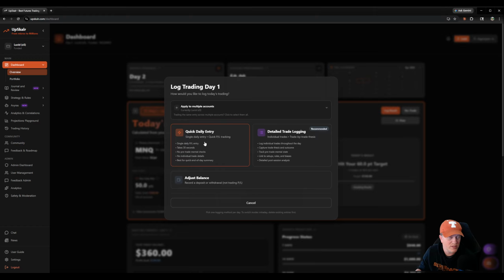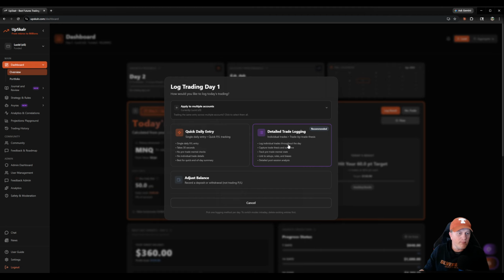Maybe you want to go deeper, and you want to actually log all of your trades. You want to capture the trade thesis for the day. You want to show your entries and show your exits and things like that, right? You want to go deeper. You want to do some detailed trade logging potentially. So you would take this path. Everything kind of rolls up the same way. You're obviously going to get more stats and analytics if you use the detailed trade logging method, but essentially, it's going to let you track your P&L, and the amount of data that you get out is directly related to the amount of data you put in. So again, whether you choose quick daily entry or detailed trade logging.